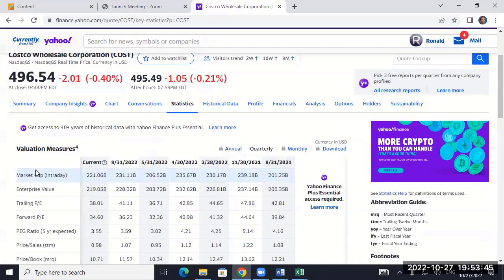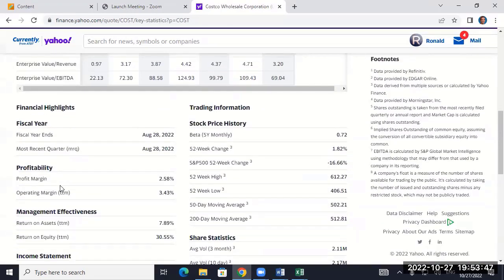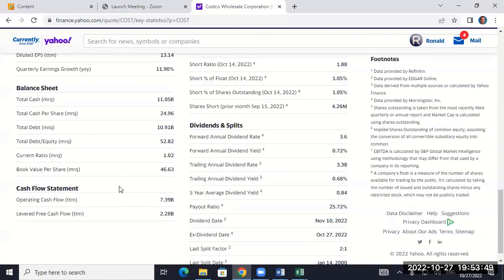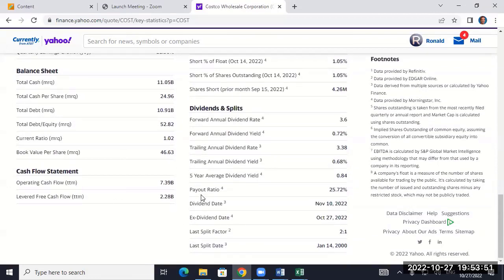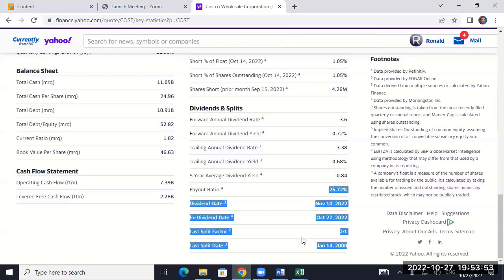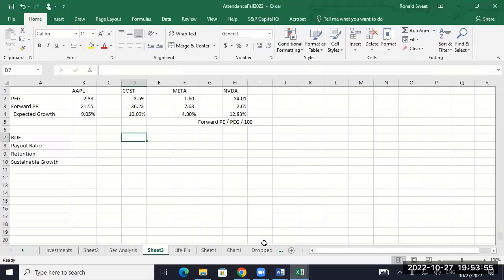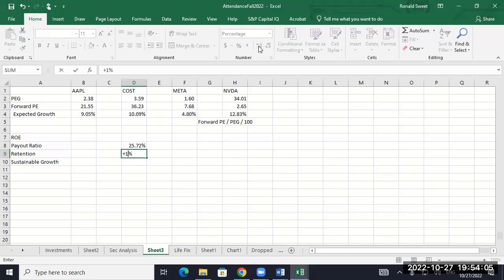Where is the return on equity now? Oh, down here, sorry. Okay, return on equity. Well, here's their dividend payout, 25.72%. So what's their retention? One minus that, 74%. So the theory is you can't grow if you're paying out your earnings.